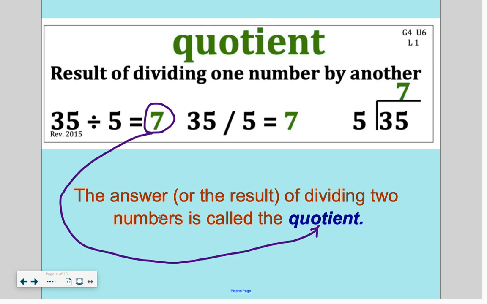If you still need a little bit more review on the vocabulary words, please rewind this video and try and learn the dividend, divisor, and quotient.